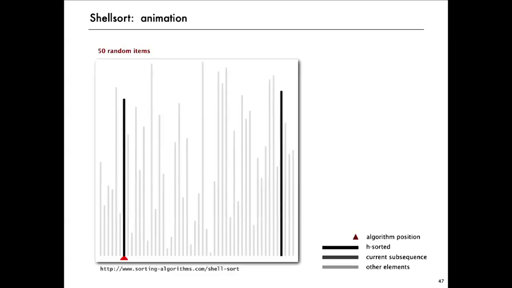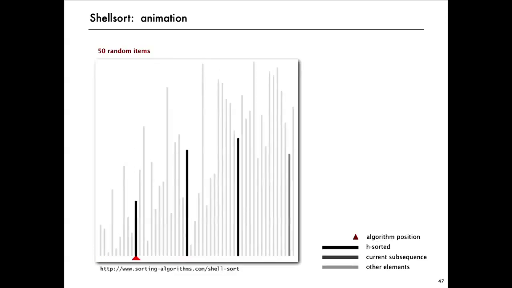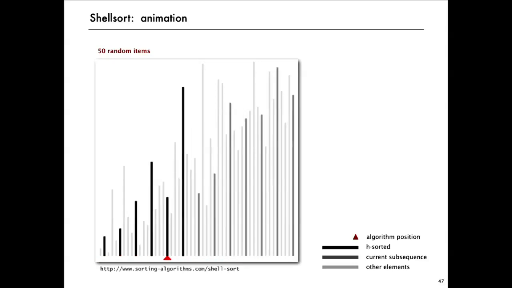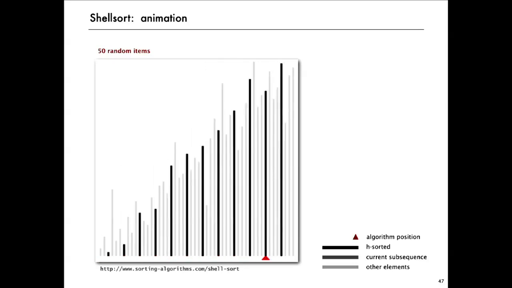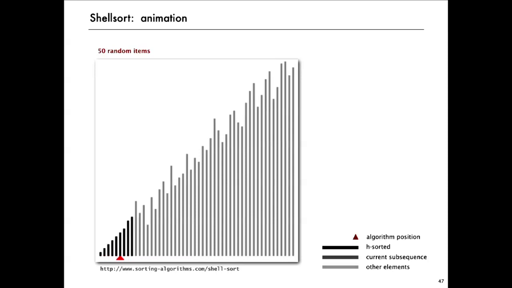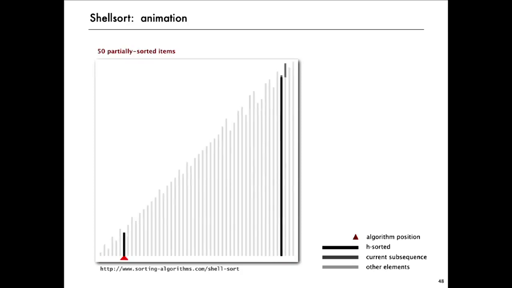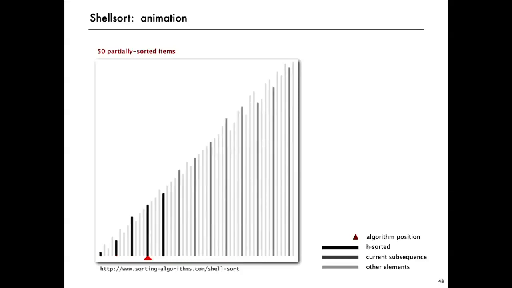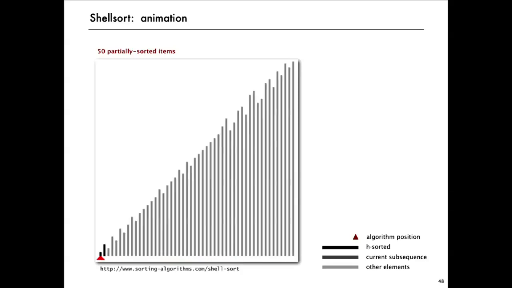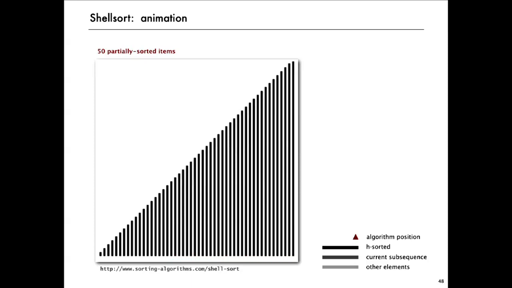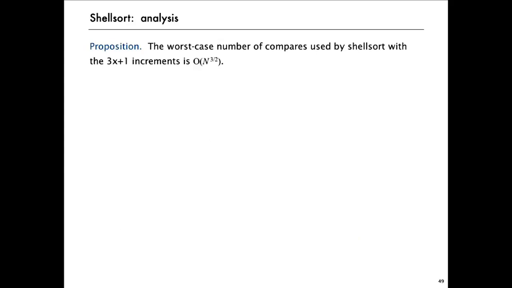Here's an animation. This animation does the whole h sort for each subarray. It gives a little better feeling for what's going on. Now it did the high ones pretty quickly, and now it's doing the 1 sort. And again, it zips through the array pretty quickly. If it's partially sorted, it doesn't make much difference. It does the higher order sorts a little bit faster. But that's a simple to implement and very efficient sorting algorithm.